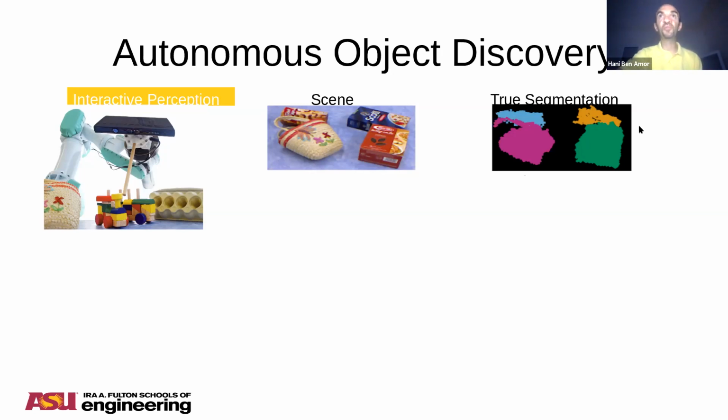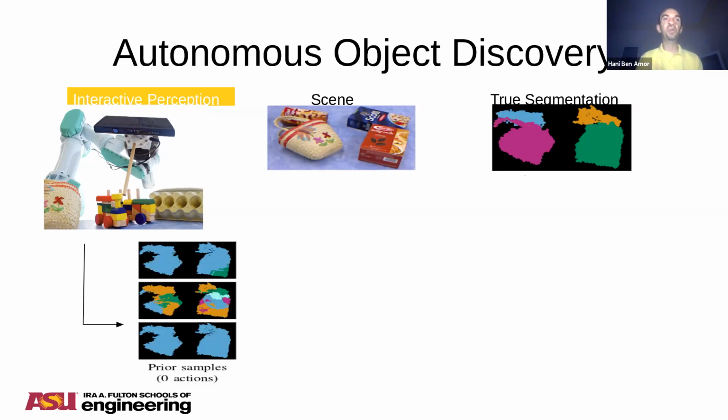Of course, this is what we know is the true segmentation. The robot doesn't know that. And so maybe in the beginning, the robot tries to create such a segmentation thinking, well, everything in blue is one object and everything in green is another object.